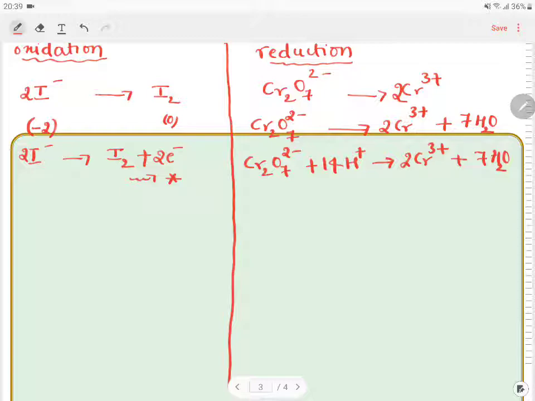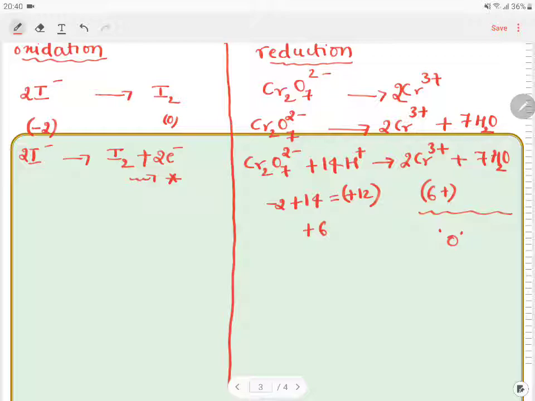Now balance the charges. On the Cr2O7 ion there is 2 negative and 14H plus, therefore 14 positive charges minus 2. So totally how much are you getting? Plus 12 charges. On the product side, 2 times 3 is 6 positive charges. Bring this plus 6 to the other side. How much are you getting? It is plus 6. On the product side, what's the charge? Entirely it will be 0.